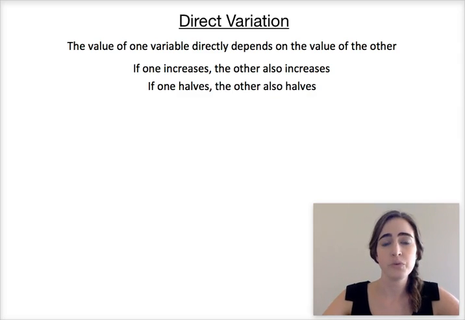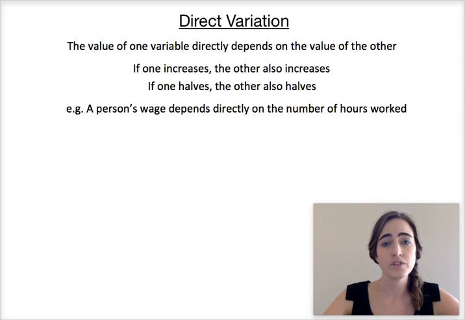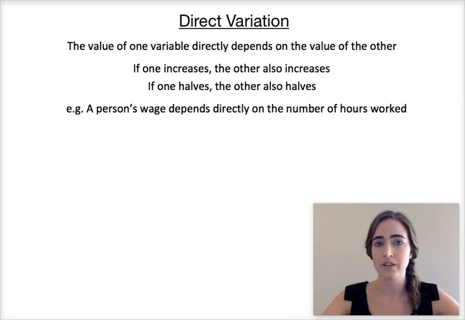So if the value of one variable halves, the other one halves as well. If one triples, the other one triples as well. So one of the most common examples of direct variation that you'll see and that you'll be used to in real life is that a person's wage directly depends on the number of hours they work. So if they work 5 times as many hours, they're going to get 5 times as much money.